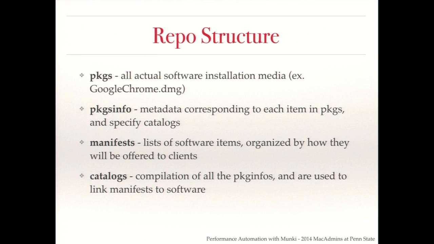Catalogs. This is the compilation of all the package infos, and it's used to link the manifest to software. And those are built on the fly, so you don't have to really deal with catalogs. Once you define catalogs and run the makecatalogs function in Munki, it builds those for you. Icons. This is just to store software icons. It's actually new in Munki too, which we'll go over. It's a pretty neat little feature.